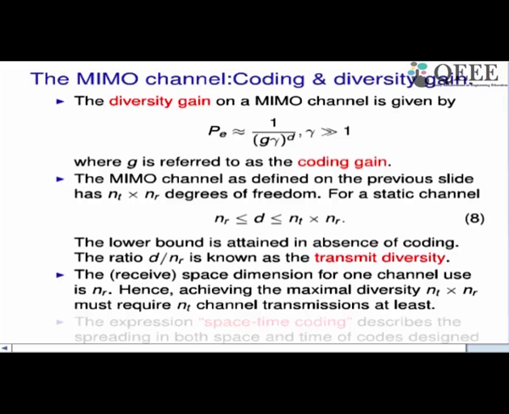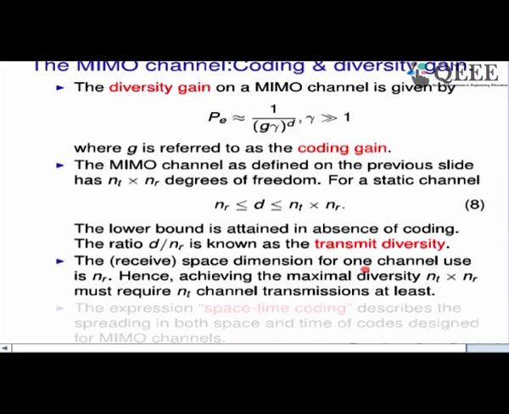So this has a dimension space of NR. At the receiver, the signal that you receive is going to be Y1, Y2, Y3, up to YNR. So the receive vector Y has only NR degrees of freedom. While the channel has NT times NR degrees of freedom, what you receive is going to be only NR. So in order to get the full diversity possible on a channel, what you need is NT channel uses. So that's why the concept of space-time coding comes into the picture.